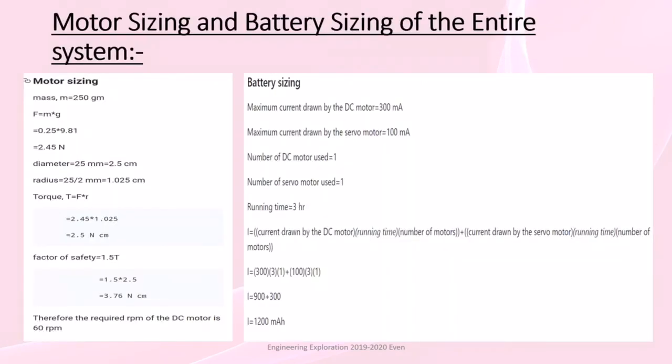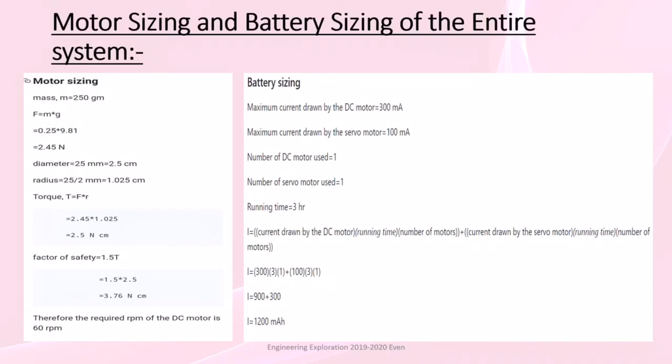Motor sizing and battery sizing of the entire system. Motor sizing. The mass of the spool is 250 grams. Force is M into G. Force is 2.45 Newton. The diameter of the spool is 2.5 cm and the radius of the spool is 1.025 cm. Torque is force into radius, that is 2.5 Newton centimeter. Factor of safety is 1.5 into torque, that is 3.76 Newton centimeter. Therefore, the required RPM of the DC motor is 60 RPM.